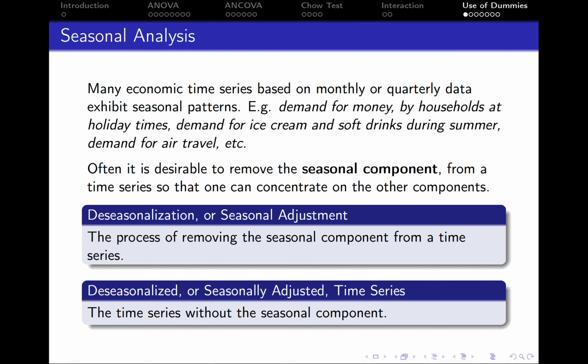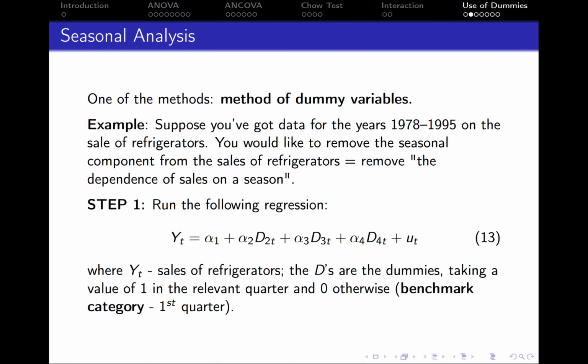And often it is very much desirable to remove the seasonal component from time series so that one can concentrate on other components, right? So that our results are not affected by seasonal components. So we know that our variable behaves the way it behaves not because of the season in which the variable is, but because of other factors, other variables. This removal of the seasonal component is known as deseasonalization or seasonal adjustment, and the time series without the seasonal component is called the deseasonalized or seasonally adjusted time series.